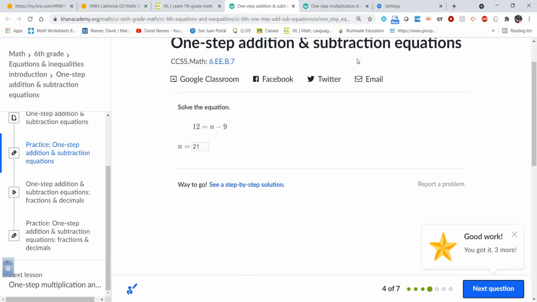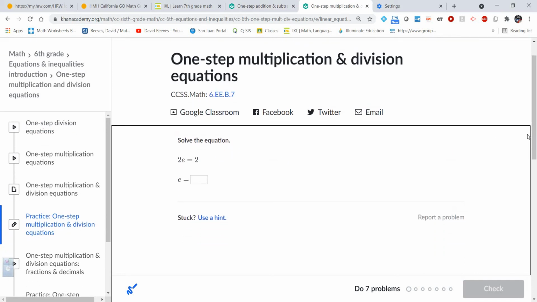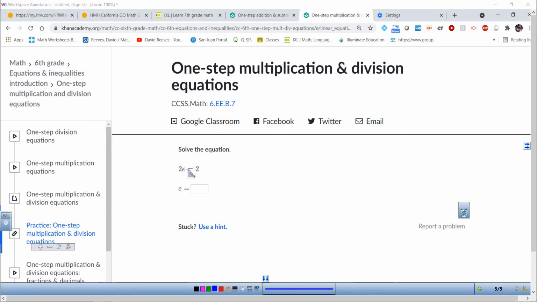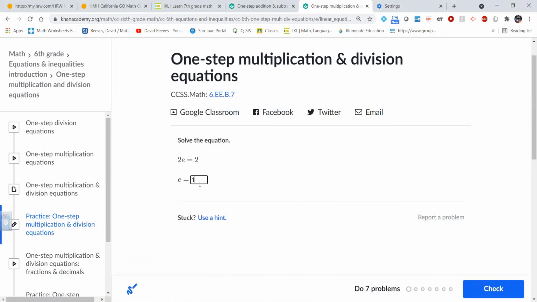Similarly, when you have an equation with multiplication, you're going to divide, and when you have an equation with division, you're going to multiply, right? So right here we've got 2 times e is equal to 2. My goal is to get that e by itself. Remember, 2e means 2 times e. 2 is the coefficient. I divide both sides by 2, and I get e is equal to 1. Again, we can check our answer, and we can see 2 times 1 is equal to 2. So that is our correct answer.